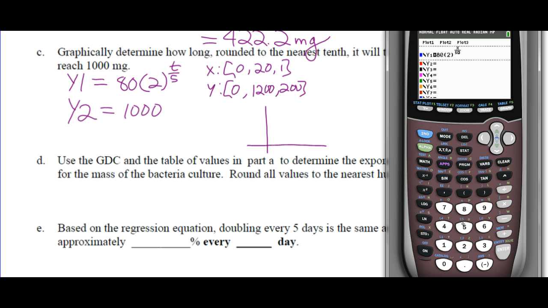So x over 5. If you have an older calculator, just go to the power of, use the caret, and then go bracket x divided by 5 bracket. Okay, it won't look as pretty as that. 1,000. Window. So we're going to go from 0 to 20 by 1s, and y min go from 0 to 1,200 by 200. Could have gone by hundreds, I guess, really.